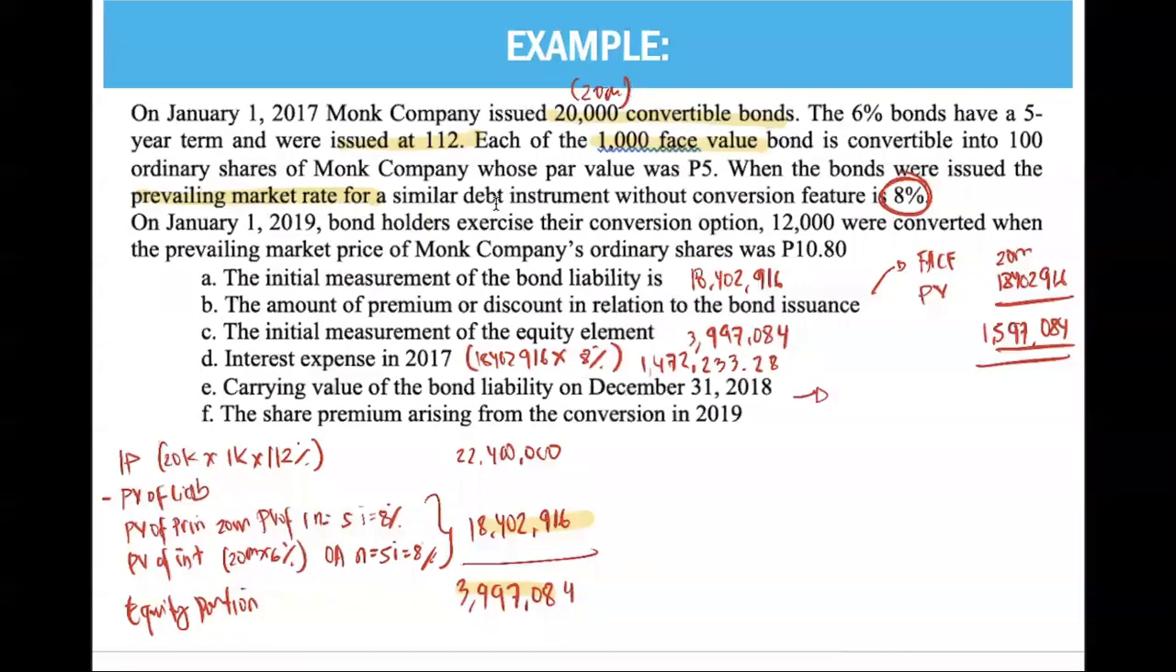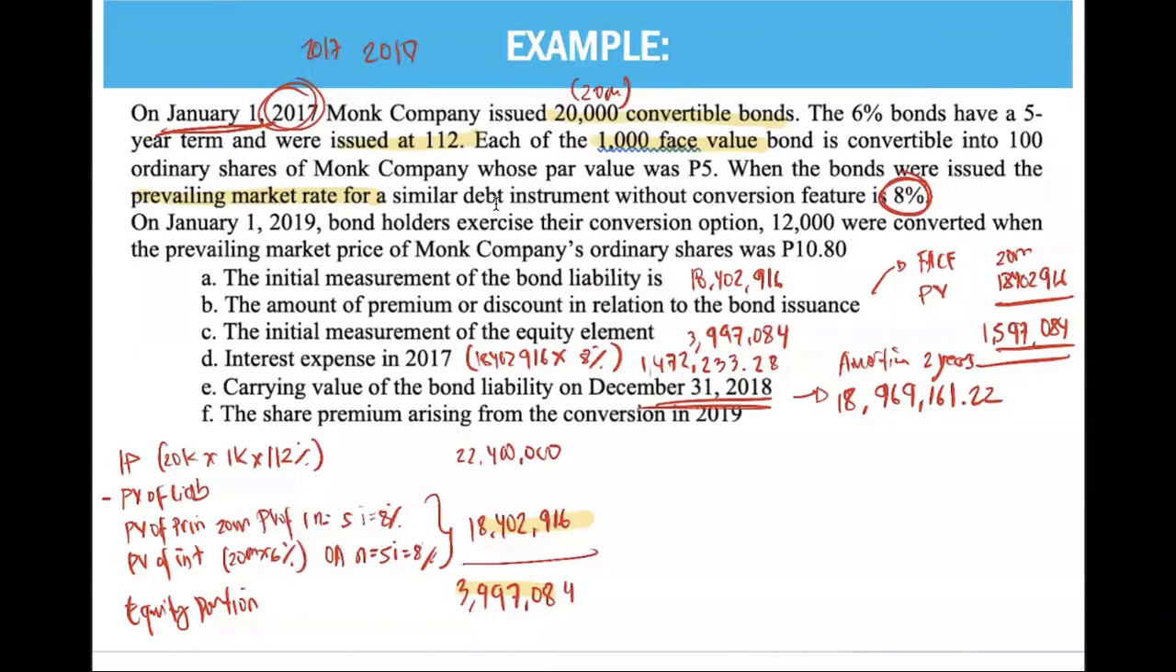Next, carrying value of the bond liability on December 31, 2018. For carrying value, you just need to amortize it for 2 years, because it is from 2017 to December 31, 2018. So let's amortize our bond for 2 years. Upon amortization of 2 years, we will get 18,969,161.22. I hope when I say amortize it for 2 years, you already know how to amortize. I hope I do not need to show you how we calculated 18,969,161.22. Why do we need to amortize for 2 years, 2017 and 2018? Because this is January 1, 2017, and this is December 31, 2018.